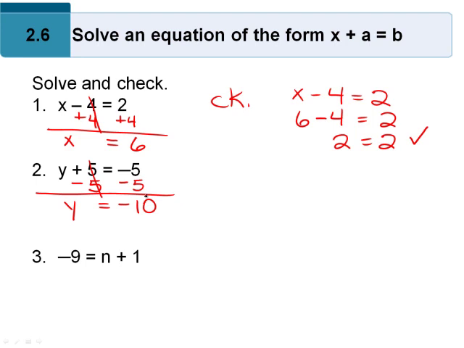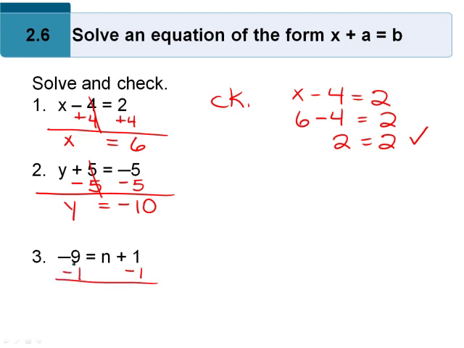Now, look at number 3. Negative 9 equals n plus 1. So the variable's on the right-hand side of the equation, and a lot of students really dislike this. To me, just work it the way it is. It's not that big a deal. Okay? You're trying to get the n all by itself, so we want to get rid of that 1. That's what's on the same side of the equal sign. So since it's plus 1, we're going to subtract 1 from both sides.